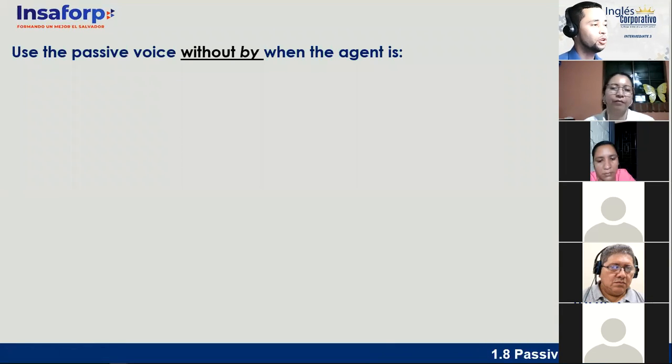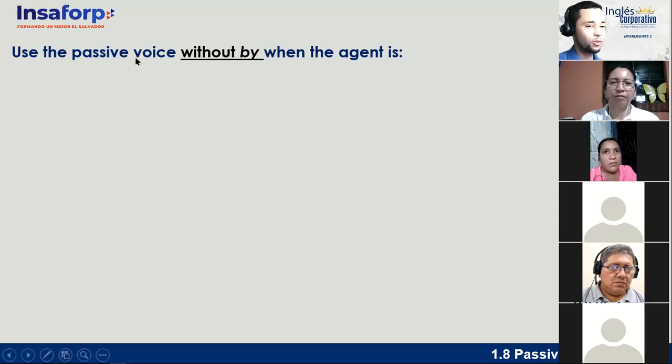Now, use the passive voice without by when the agent, do you remember the agent? ¿Quién se acuerda qué era el agent? Vamos a ver quién se acuerda. ¿Qué es el agent? Subject. No necesariamente. Es el subject en una oración activa. Pero en una oración pasiva, el subject no es el agent. Entonces, sí es el subject, como dice Ciro, pero solamente en oraciones activas. Only in active sentences. El agent es la persona o la entidad que efectúa la acción.